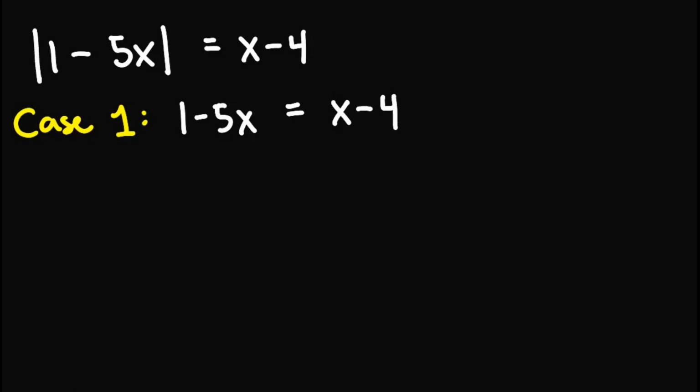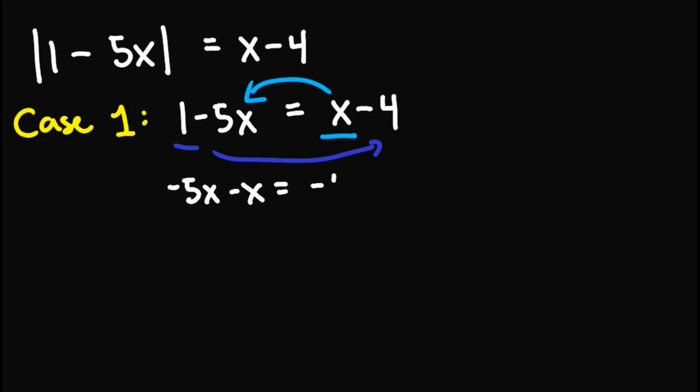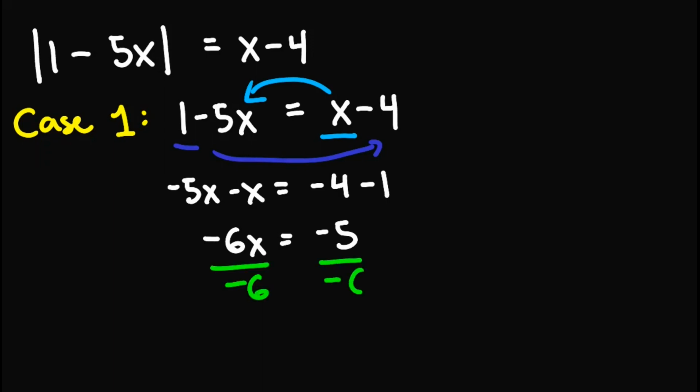So solving for this one, we simply move x to the left side and then move 1 to the right side to obtain negative 5x minus x equals negative 4 minus 1. Simplifying this, we'll have negative 6x equals negative 5. Then, what we do next is we divide negative 6 to both sides of the equation to obtain x equals 5 over 6.